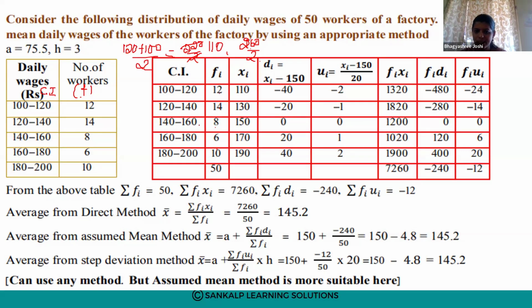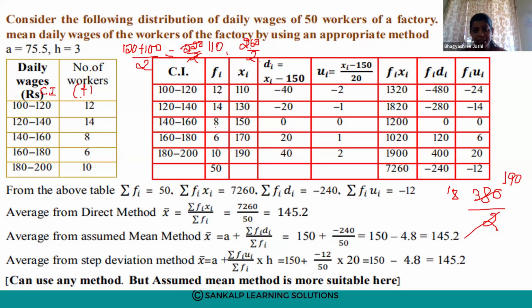140 plus 160, that is 300. 300 by 2 is 150. 160 plus 180 divided by 2, that is 170. 180 plus 200 divided by 2, that is 190. 200 plus 180, that is 380. 380 divided by 2 is 190. Okay, now this is about the xi.